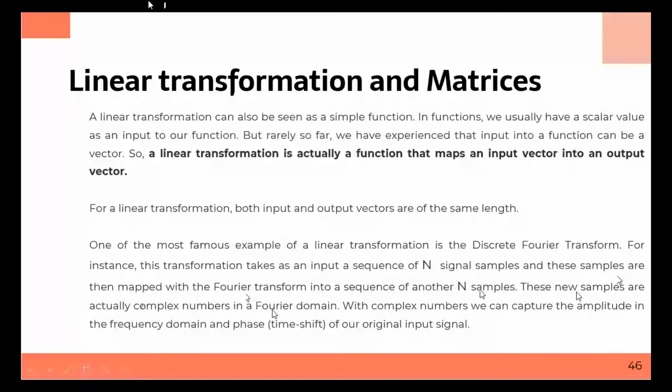Complex numbers. As we told, those complex numbers represent one of the points on the plane. As we draw the curved lines, because those points we just combine, but there are points only available on all the curves. So we are talking about those points as values. Those values are the complex numbers. With the complex numbers, we can capture the amplitude in the frequency domain and phase shift.